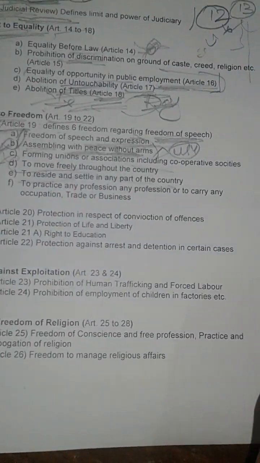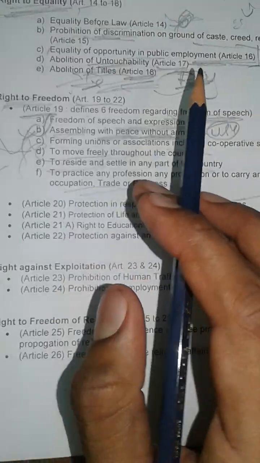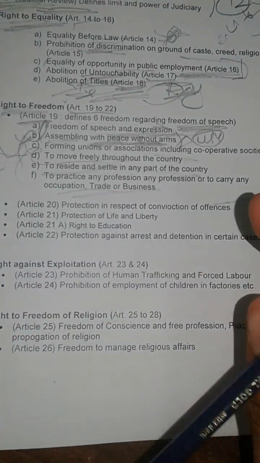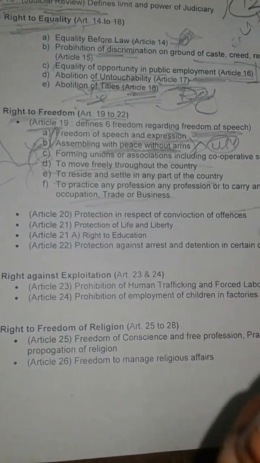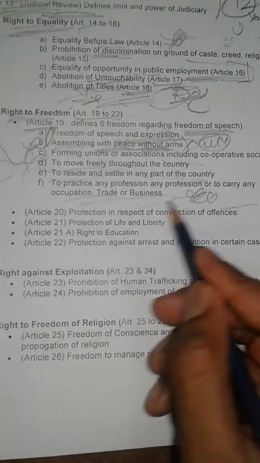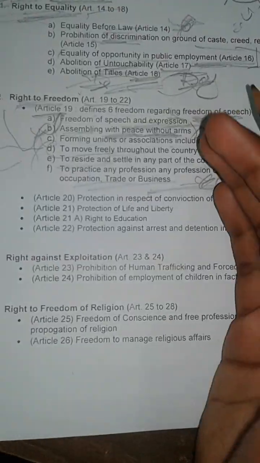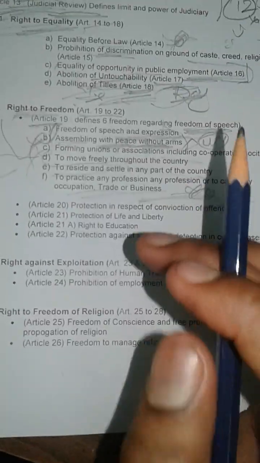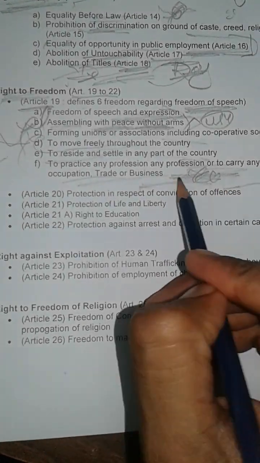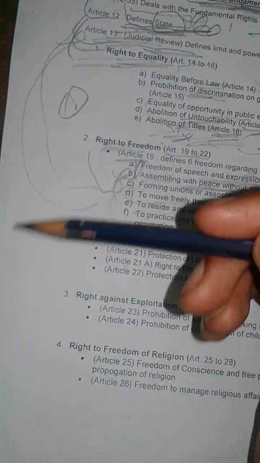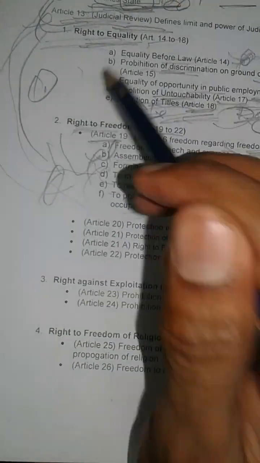To practice any profession, or to carry on any occupation, trade, or business. Each and every citizen has the right to carry on or practice any profession, trade, or business which is permissible under the law. This is very important because there are some businesses and professions which are not permitted under the law, that are illegal, so that can't be done. And if that is being done, then Article 13 is not applicable for this.